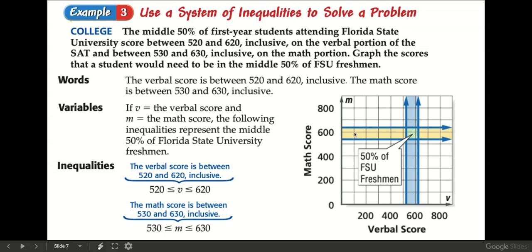So this is what the graph would look like. Again, here's the math score, right? It's got to be between 630 and 530. And then the verbal score has to be between 520 and 620. So in order for a student to be in the middle 50% of freshmen, they would need to have a verbal and math score in this green shaded area there, because that would satisfy both of those inequalities.